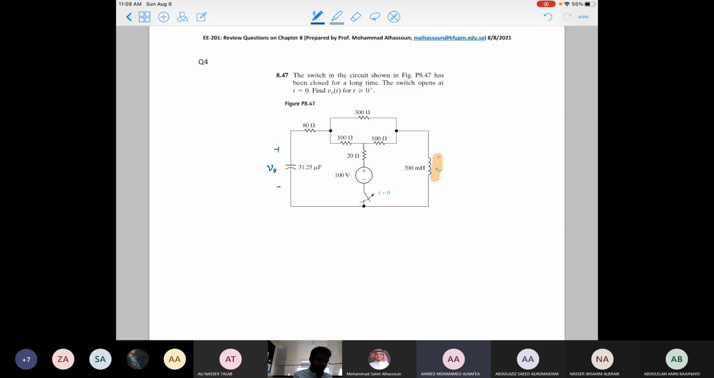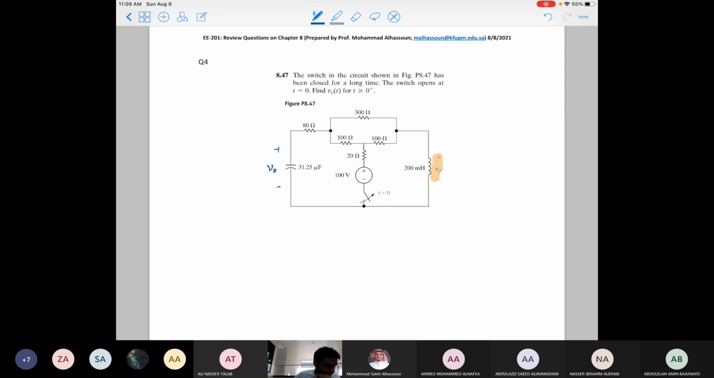Student: Doctor, is the V naught on the right, the one across the inductor, a mistake? Yes, it's not the V naught that we're interested in. Oh, okay, thanks. Because it doesn't make sense to find the voltage across the inductor.